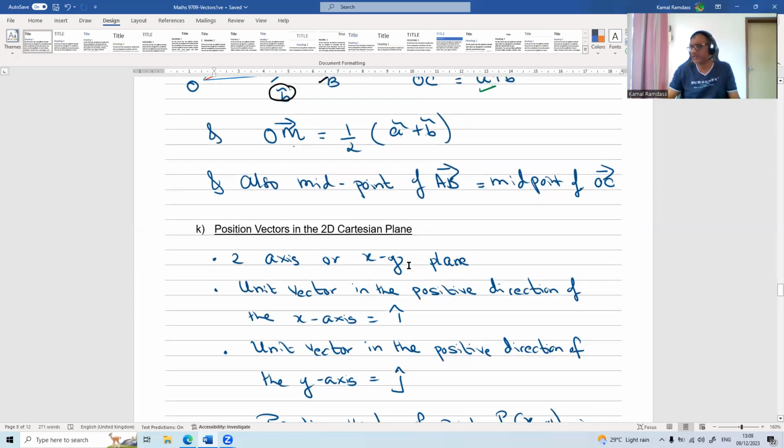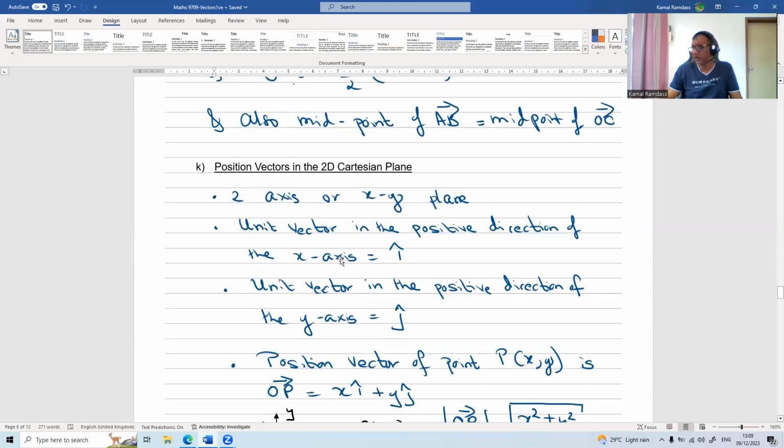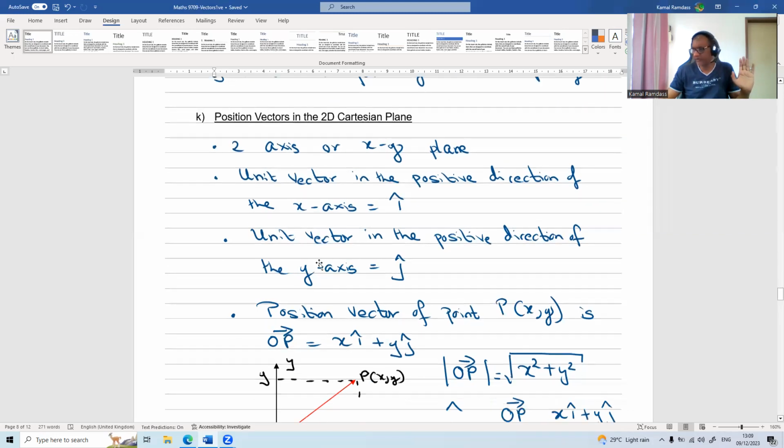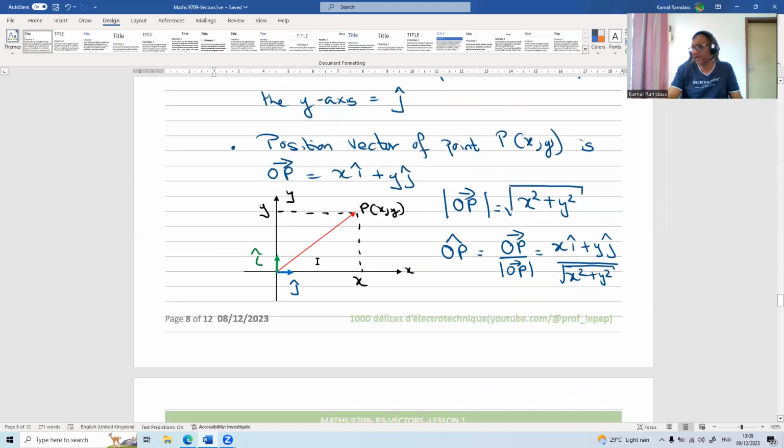Position vectors in the two-dimensional Cartesian plane. The two-dimensional Cartesian plane has two axes that we know well, the XY plane. The unit vector in the positive direction of the x-axis is i roof. In the positive direction of the y-axis it is j roof. We have a small sketch here, x, y, with the unit vectors.